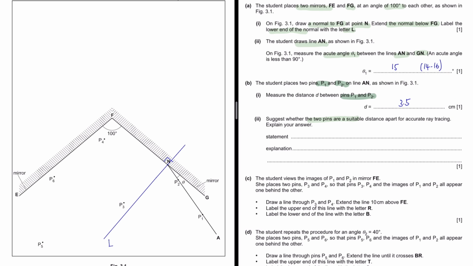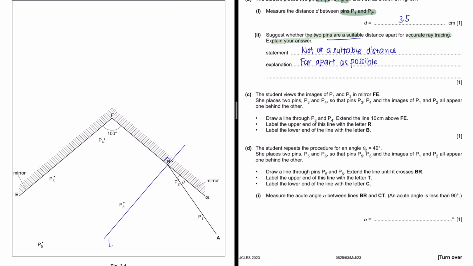Part 2. Suggest whether the two pins are a suitable distance apart for accurate ray tracing. Explain your answer. The distance between P1 and P2 is only 3.5 centimeters. When performing a ray trace experiment, you should place your pins at least 5 cm apart from each other. So the two pins are not at a suitable distance, and the explanation is that they should be as far apart as possible.